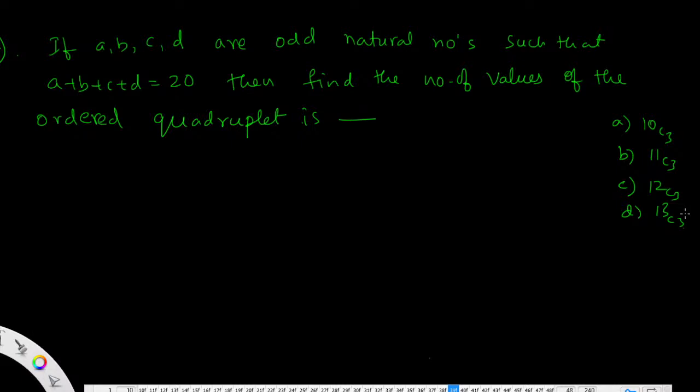What is the question given? A, B, C, D are odd natural numbers such that A plus B plus C plus D equal to 20. Then find the number of values of the ordered quadruplet. So the answer is what?